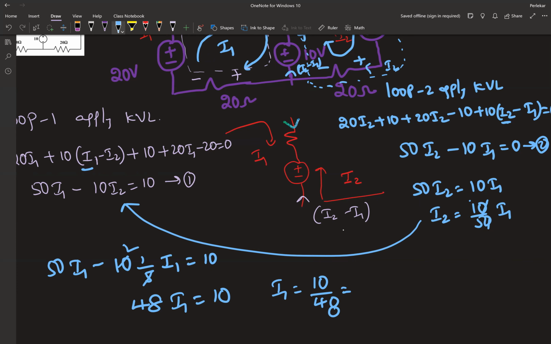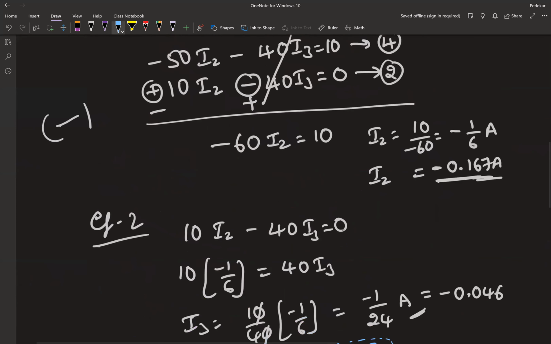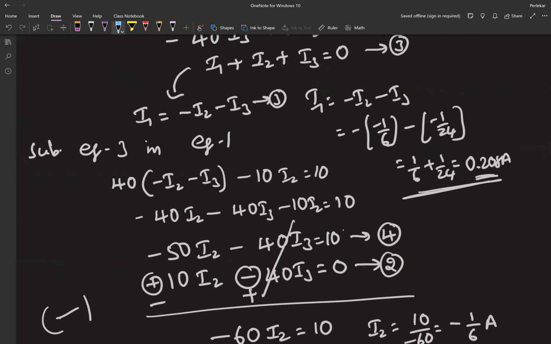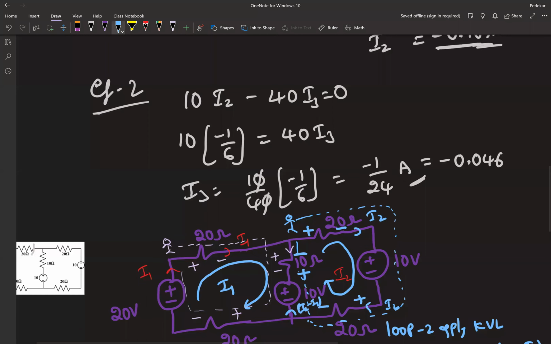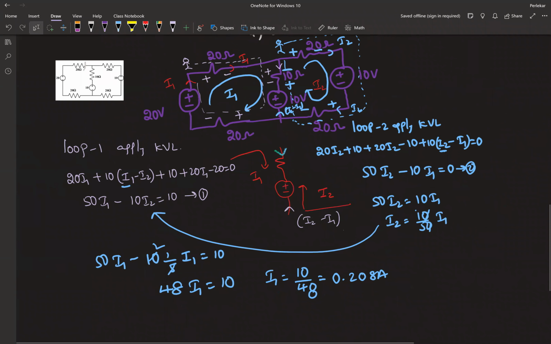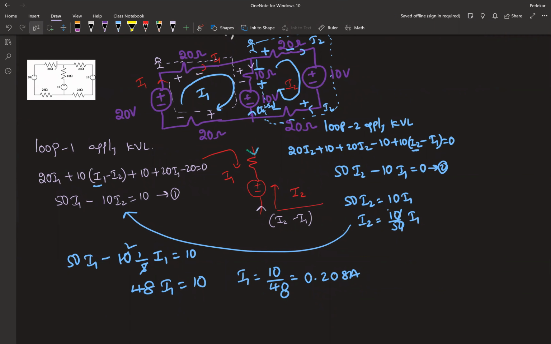Do we have the same number in the previous case? Yes, in the previous case we do, I1 is 0.208. So whichever is easier. This is called mesh analysis or loop analysis. In this case, I ended up with only 2 equations instead of 3.